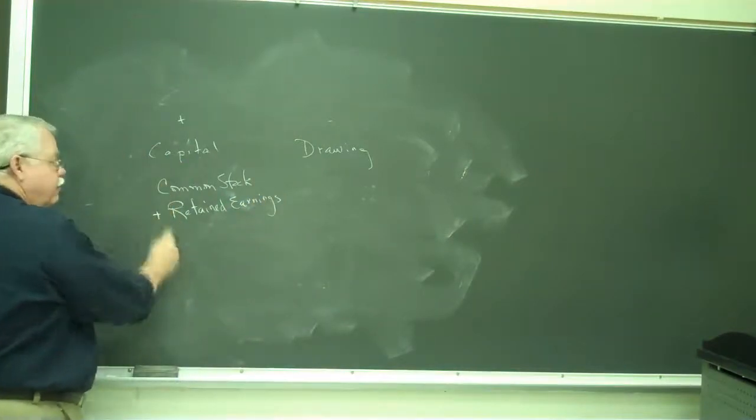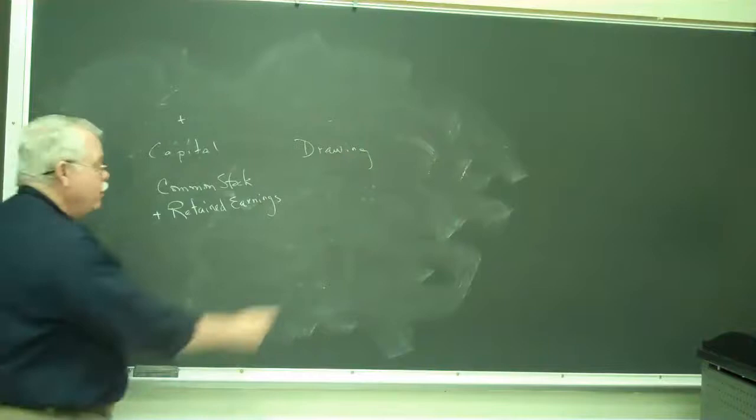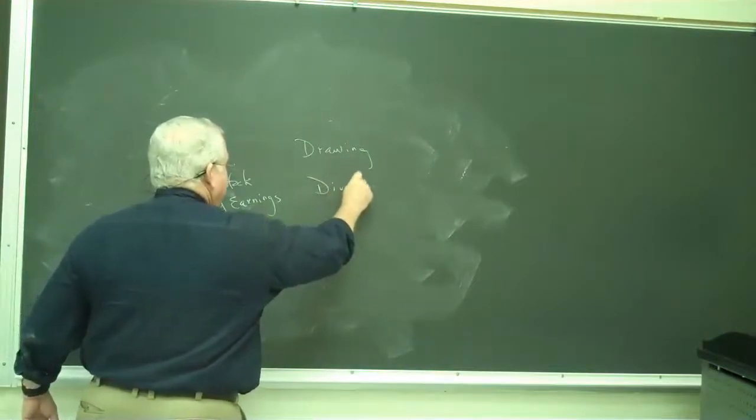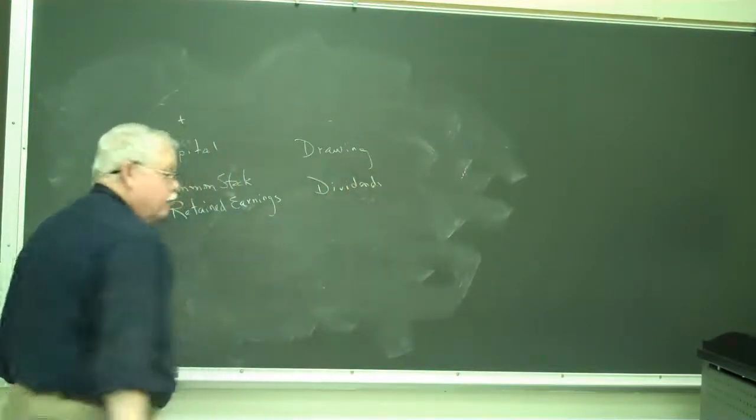So you have the initial investment plus the retained earnings. And then over here, the money paid out to the owners, you have an account called dividends.